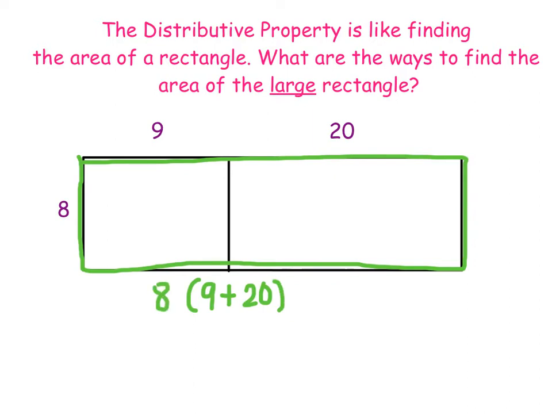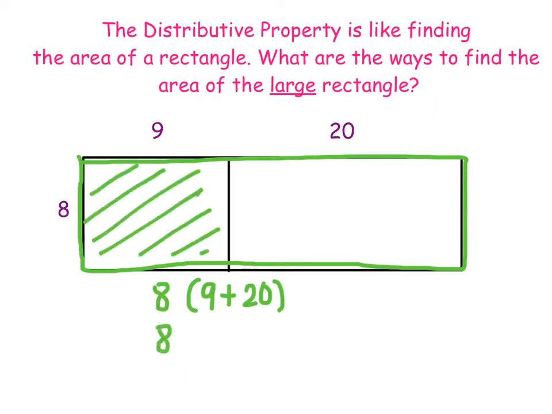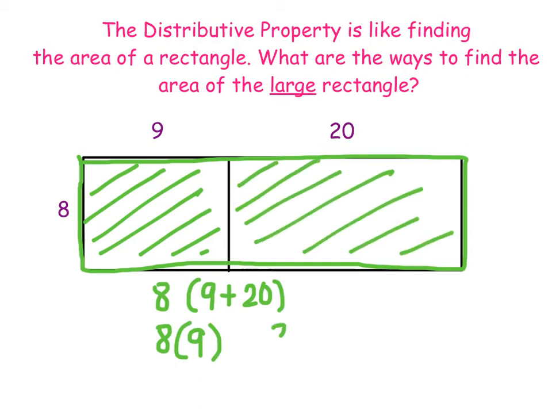it by the width. Or another way to find the area of the rectangle would be to find the area of this rectangle right here, which would be 8 times 9. Then find the area of the second rectangle, which would be 8 times 20, and then add the two together. Now, if you take a look at what we have here, going from one step to the next, that is actually the distributive property. You're taking the 8 and multiplying it by 9. And then using our addition sign here, then we're taking the 8 and multiplying it by the 20. Then when you multiply and add these two together, that would be your answer.